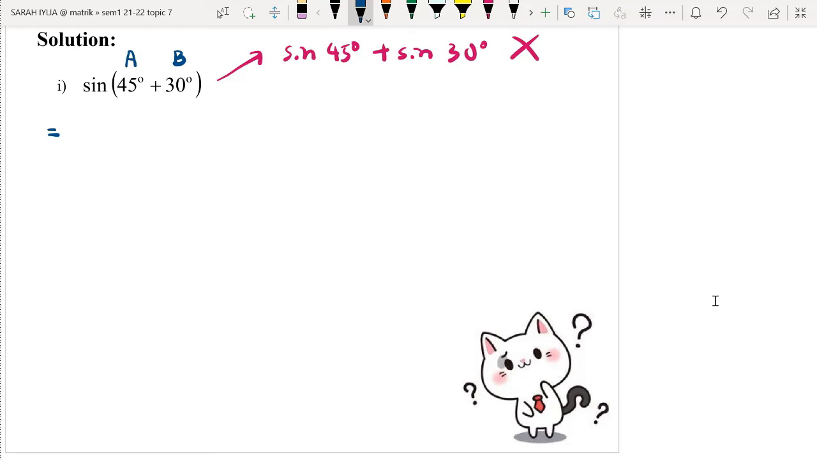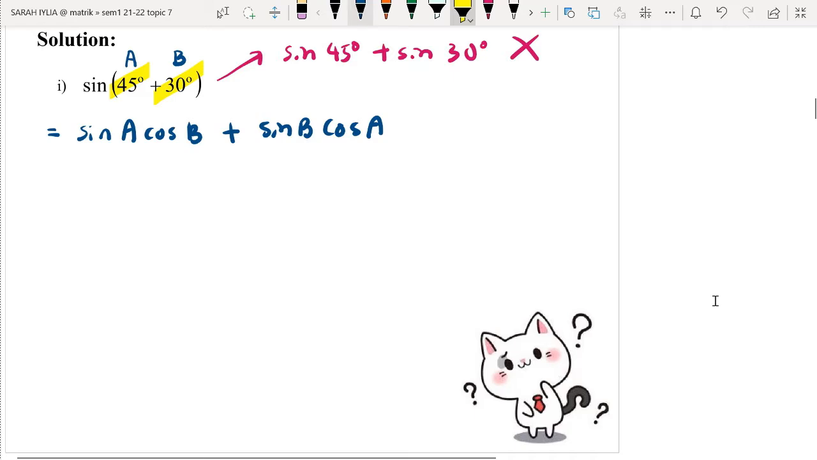So, our formula for sin of A plus B would be sin A cos B plus sin B cos A. And then kita check angle tu special angle ke tak, so that kita boleh tekan calculator kejap lagi, sebab soalan kita without using calculator. So kita mesti make sure dia special angle. First one we have 45, yes, it's special angle. Second one 30 pun special angle. So kita dah tak ada masalah.